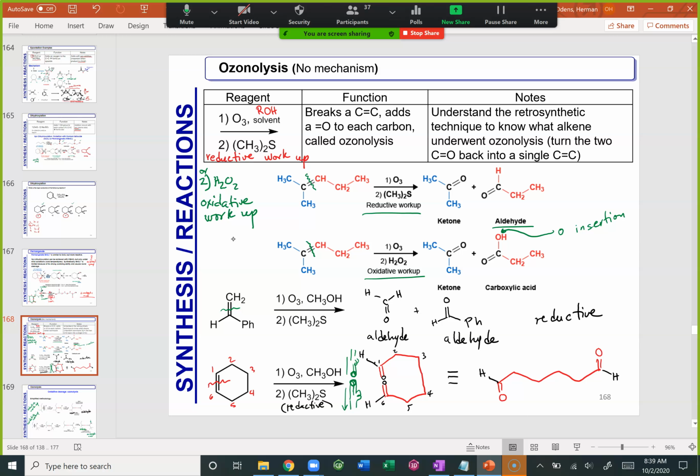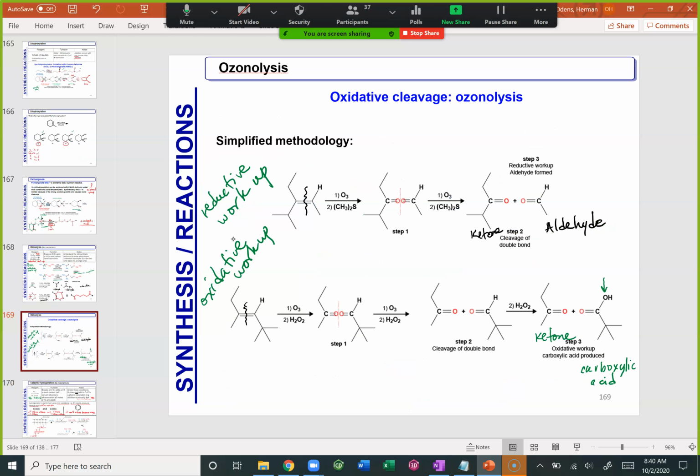So you're breaking up the alkene, but adding two oxygens at each end of the broken alkene, forming two carbonyl groups, one at the end of each piece. Ozonolysis can be done reductively with dimethyl sulfide, or oxidatively with hydrogen peroxide, H2O2. I'll give you examples of that.